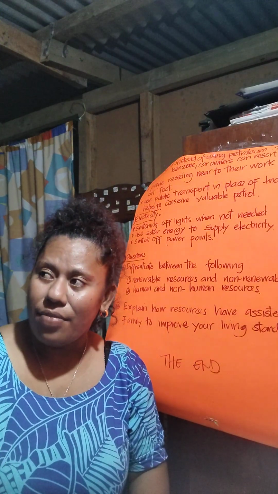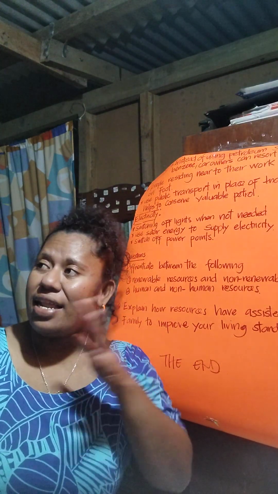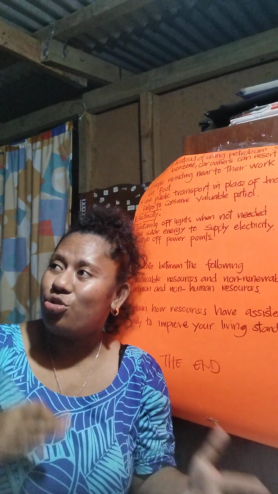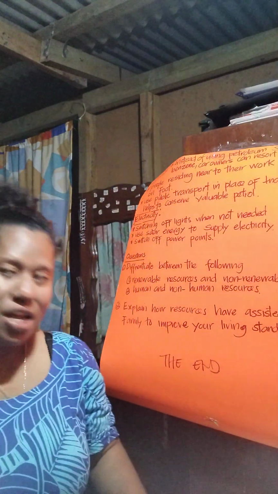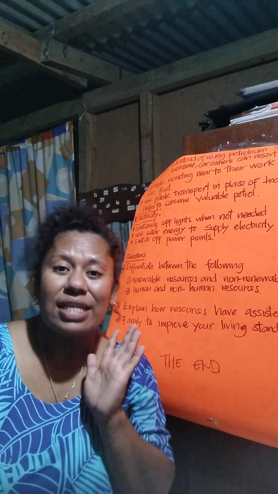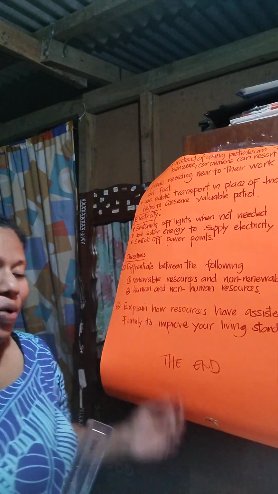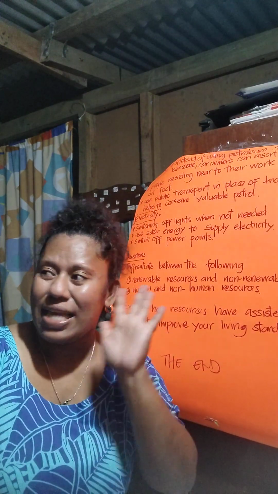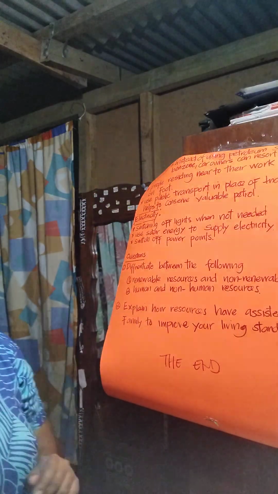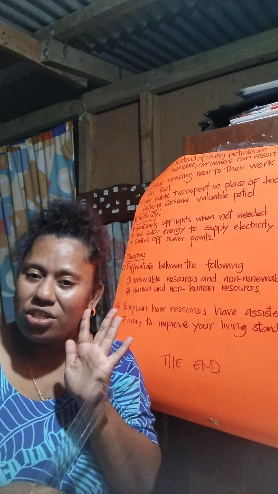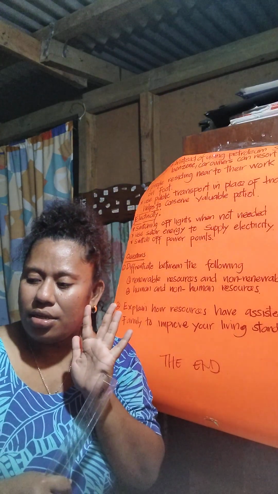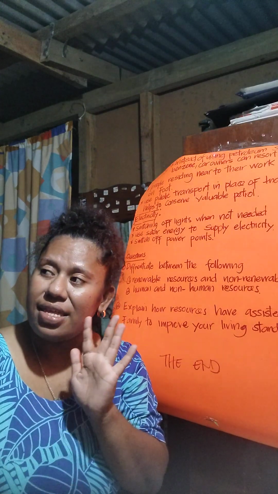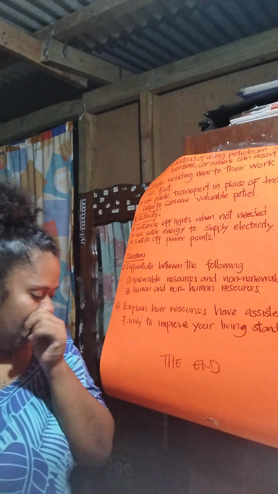This is some ways to assist families to improve their living standards by allowing them to use their time and energy to work and also to save money. What is renewable resources? These are things that can be renewed. And non-renewable resources, these are things that cannot be renewed. Okay.